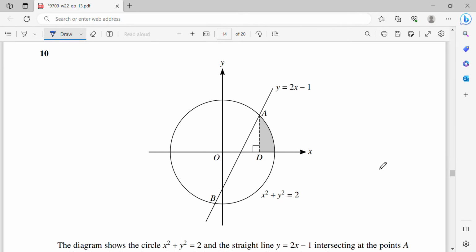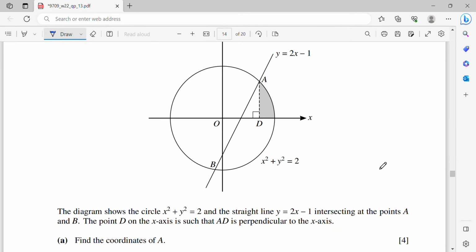Okay, so let's move on to question 10. Now the diagram shows the circle x squared plus y squared is 2. Okay, the equation is over here. And the straight line y equals 2x minus 1. This is the straight line joining A and B, intersecting at the points A and B. So these are the two intersection points. The point D on the x-axis is such that AD is perpendicular to the x-axis. Alright, here is 90 degrees. So find the coordinates of A.